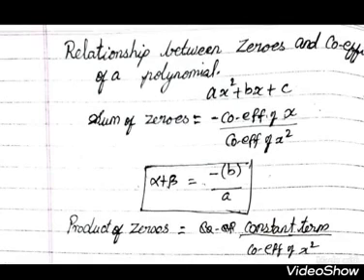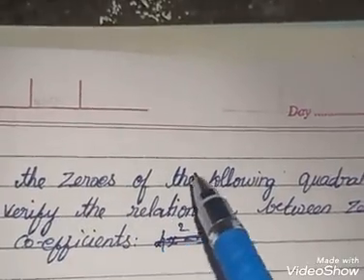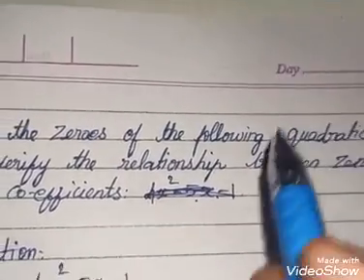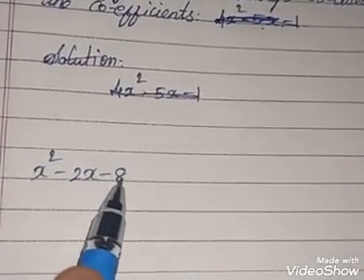The relation between zeros and coefficients means, first we need to find the values of alpha and beta. Directly you have to add them and multiply them. Next, by comparing the coefficients of the given expression, we get the same answer. That is what we call the relationship between zeros and coefficients of a polynomial. So I will show examples one by one. Find the zeros of the following quadratic polynomial and verify the relationship between zeros and coefficients. The question is x square minus 2x minus 8.